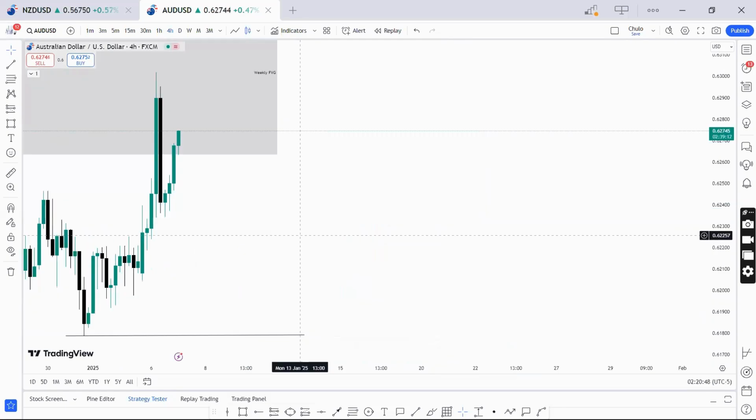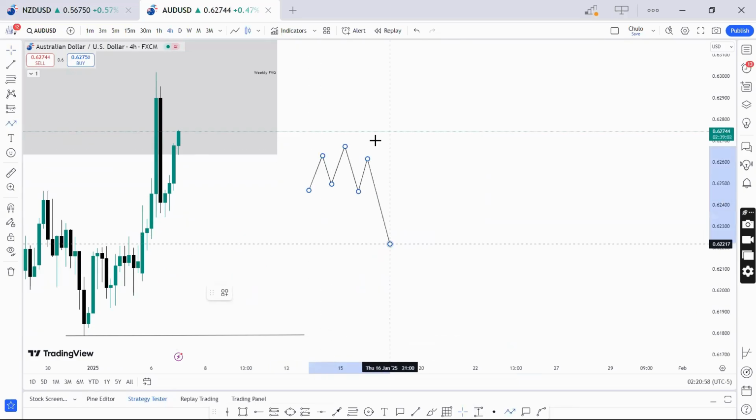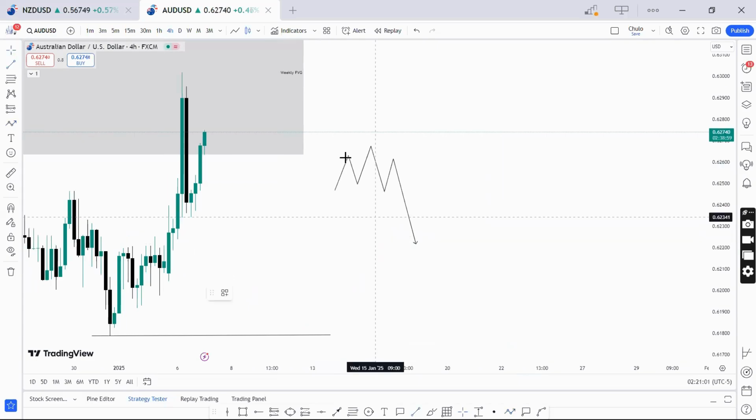This is what I want to see on the 4-hour time frame. I want to see an LQ grab, and of course, a structure shift movement to the downside. This structure shift is going to confirm that for us.